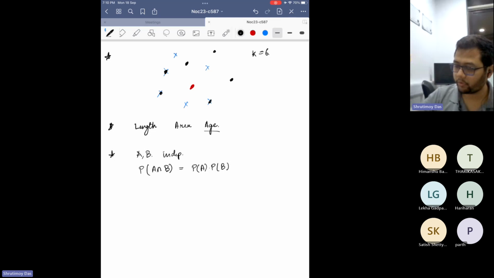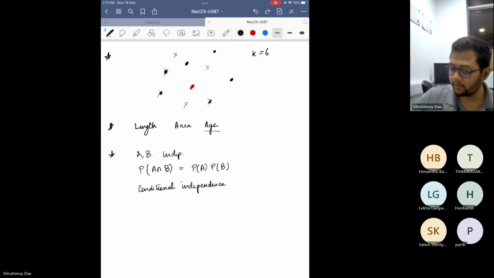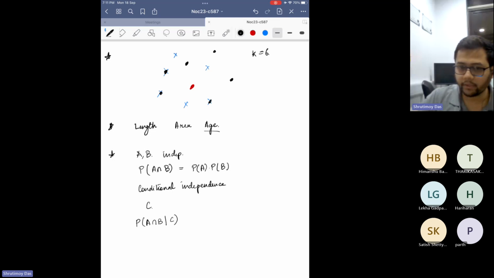So when you are talking about conditional independence, suppose there is another event C, and we want to check the probability of event A occurring and event B occurring given that event C has occurred. In that case, we can say it is the probability of A occurring given C, multiplied by the probability of B occurring given C. So this is conditional independence.